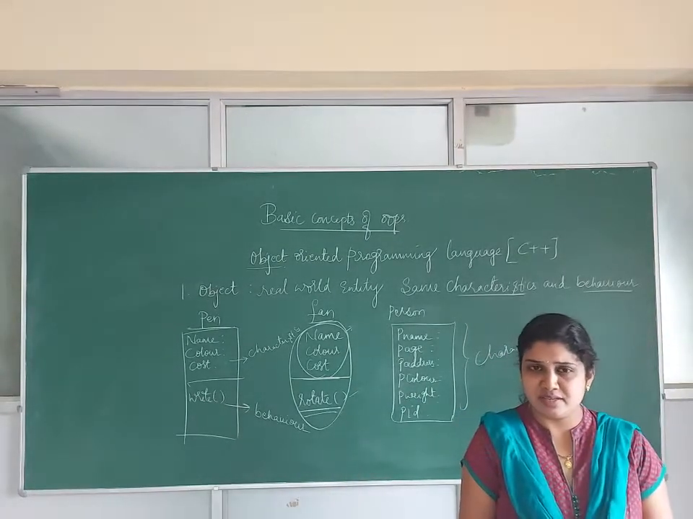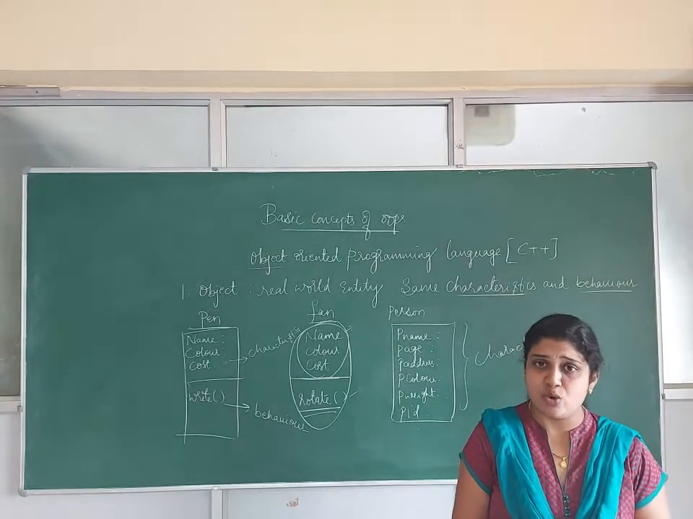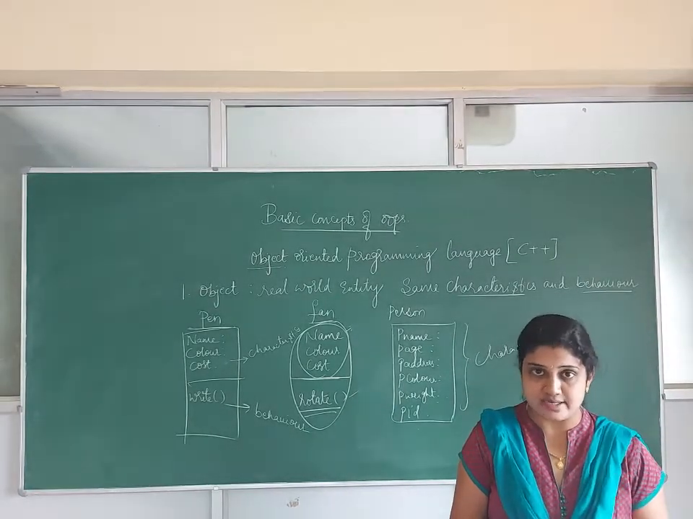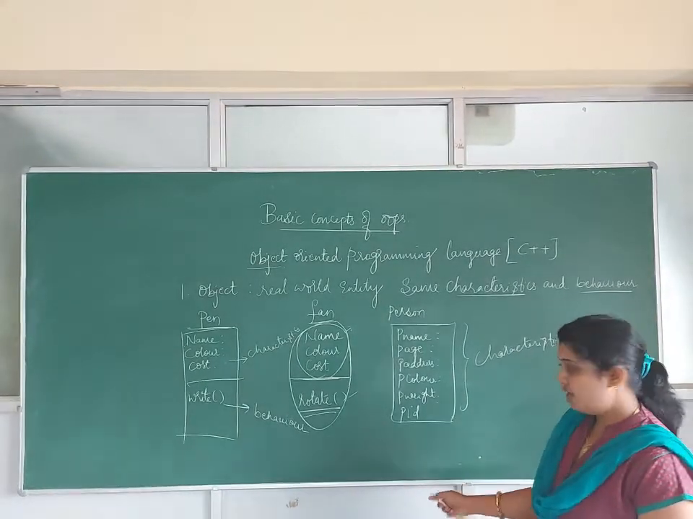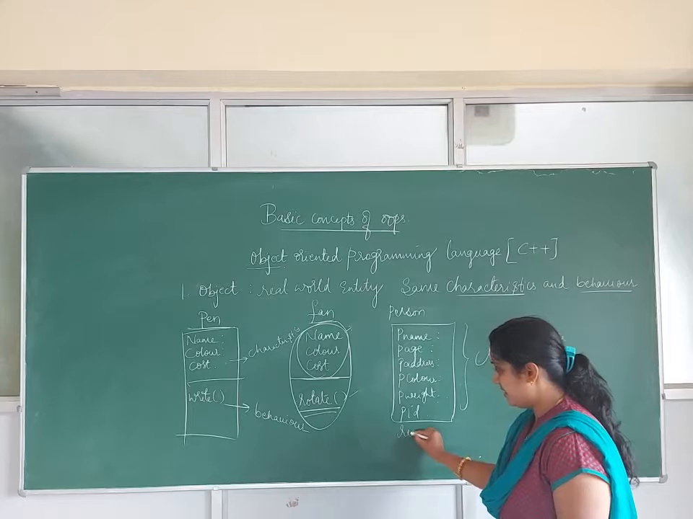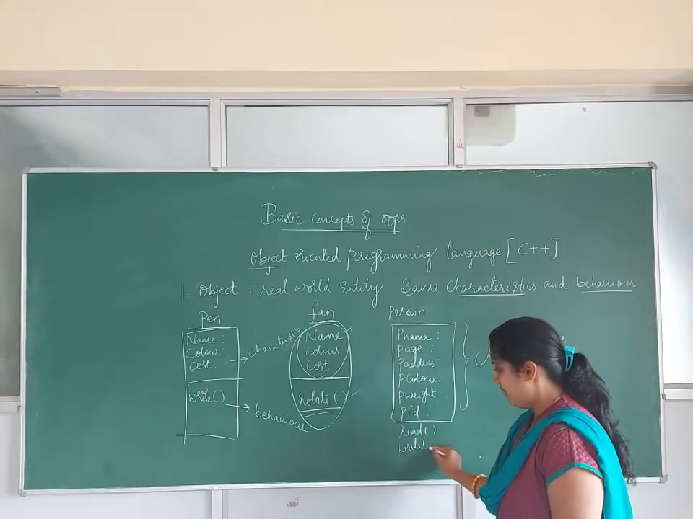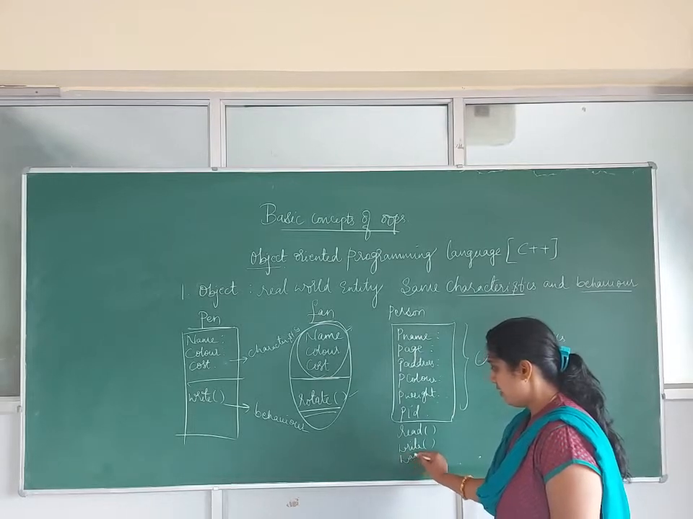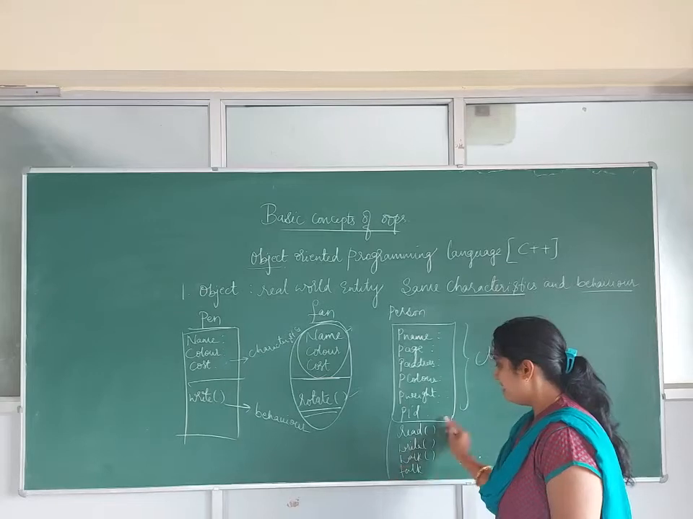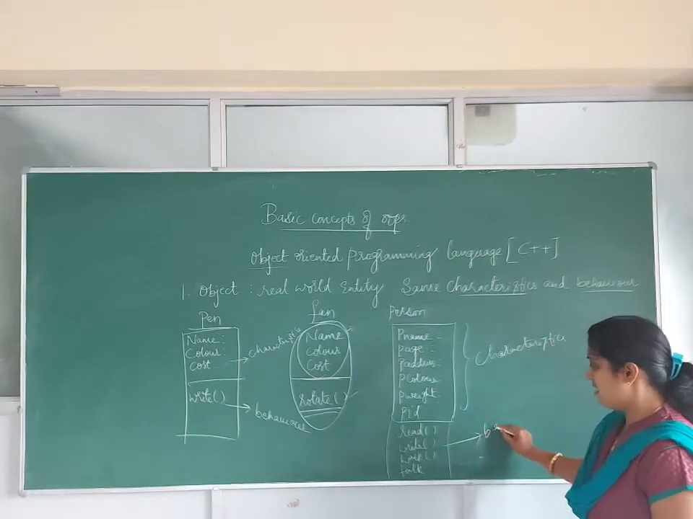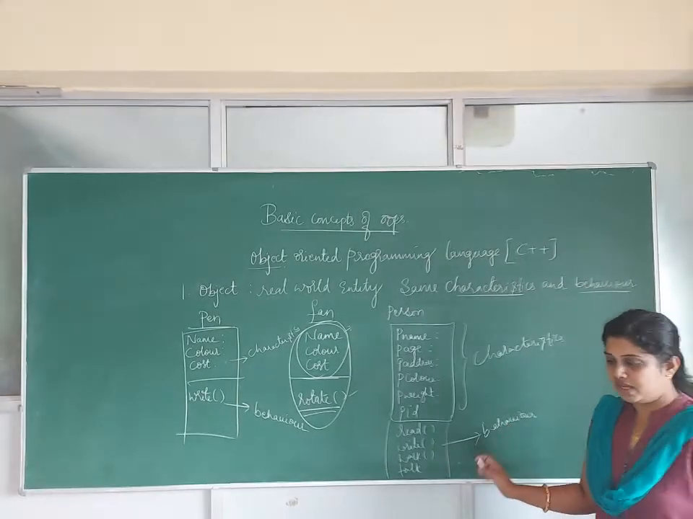A person can perform different actions like he can sleep, he can walk, he can talk, he can write, he can read. Everything that is the behavior. So here I can take a person can read, a person can write, a person can walk, a person can talk, etc. Everything becomes a behavior of a person.